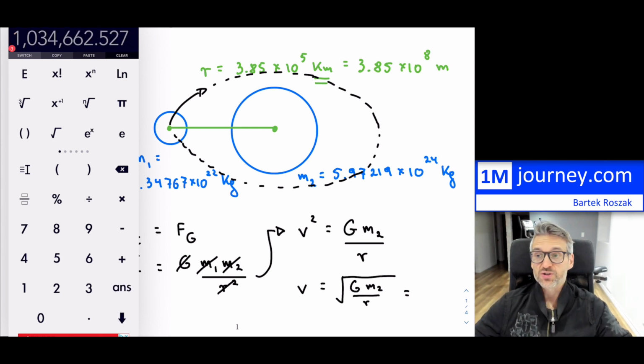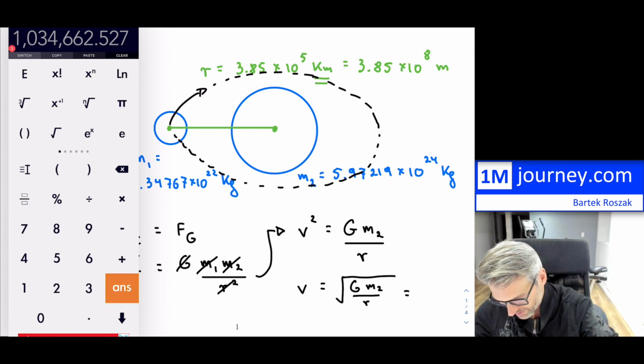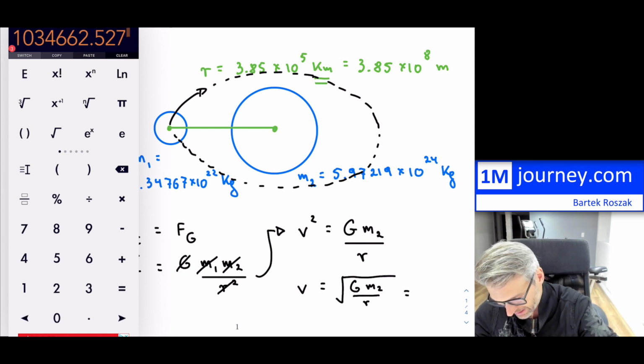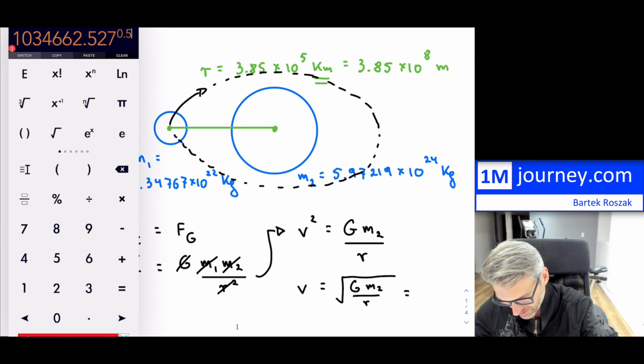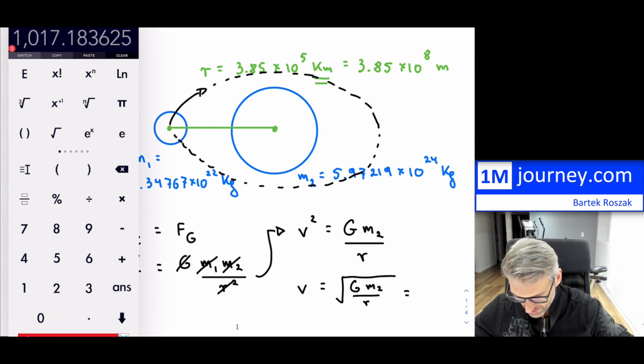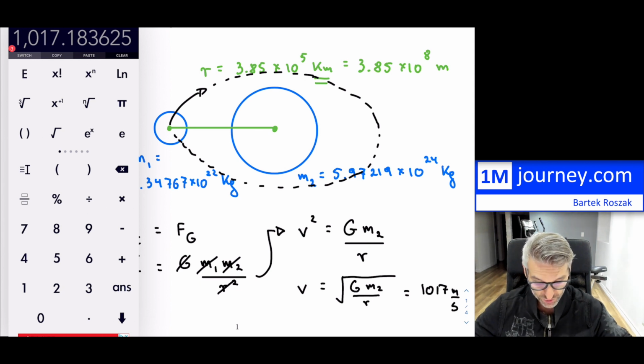Now I have to take the square root of this. Taking the square root is like raising to the exponent 0.5, which is the same thing, but you can certainly use the square root button, and that's going to give us my answer right there. Which is really fast. As you can see, it's 1017, etc. I'm not going to write out more, but this is meters per second, which is really quick.